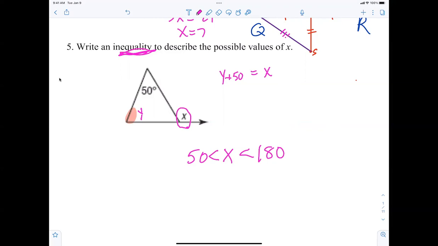Yeah, 130. Yeah, actually, I think you are correct, because if this is 130, yeah, that's actually good. Very good, Tanner. It can be 30, less than 130. All right, very good.